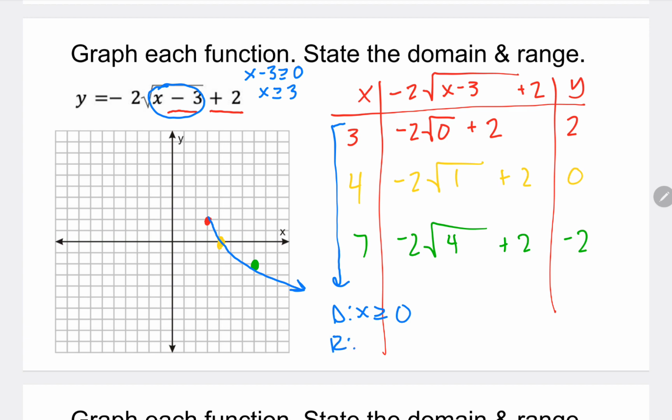Our range, sometimes you can look at the range in advance or by looking at the transformations, or wait till your graph is done and see what's happening. But it's going down, so y is less than or equal to, and the highest point on the y is 2.